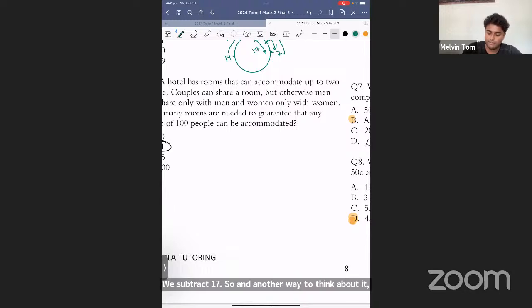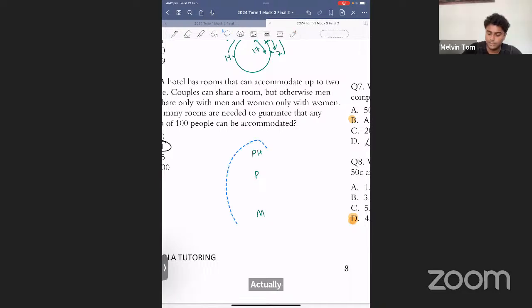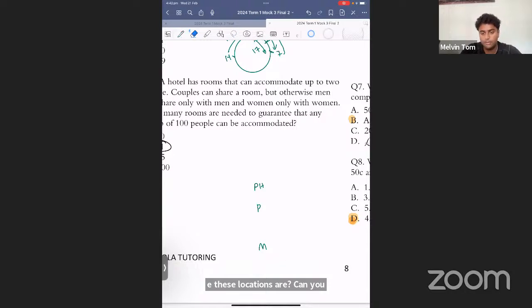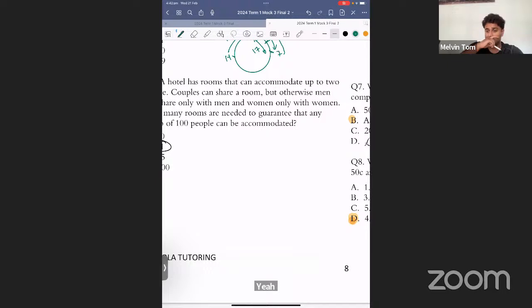Imagine you have Perth, you have Darwin, and then you have Margaret River, and then you have Port Hedland. Okay? Do you guys know where these locations are? Can you visualize it, or you don't know where they are on the map? I don't know. Okay. Let's do another example then.